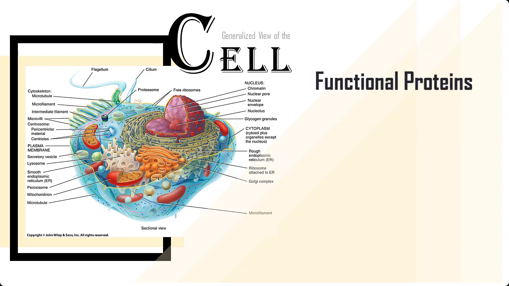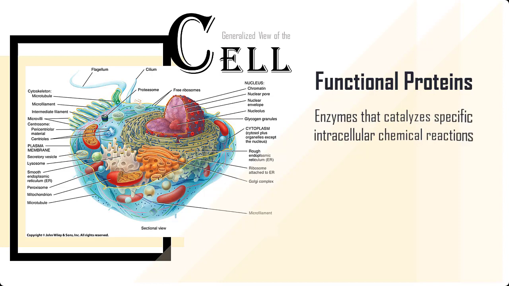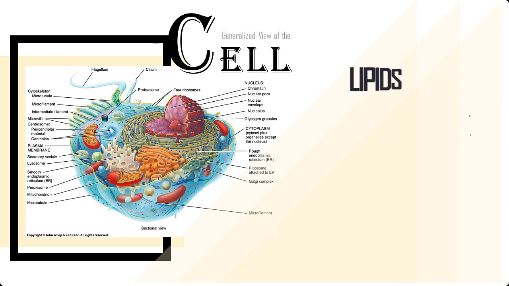Functional proteins, on the other hand, are usually composed of combinations of a few molecules in tubular-globular form, and these proteins are mainly enzymes of the cell, and they are often mobile in the cell fluid. Also, many of them are adherent to membranous structures inside the cell, and they catalyze specific intracellular chemical reactions.